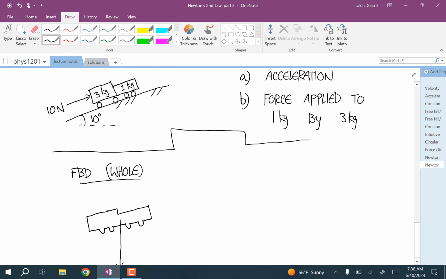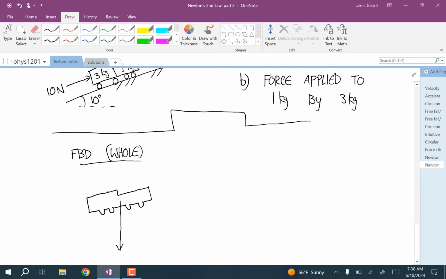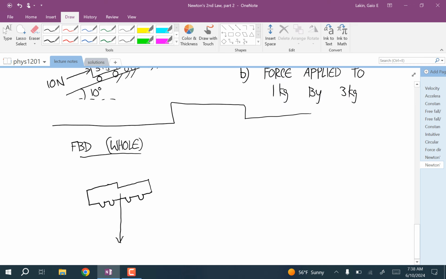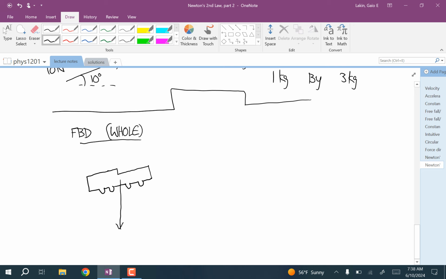Somebody asked me in a video about how sometimes I did the weight as the weight of the 3 on that side and the weight of the 1 on the other side, and sometimes I combine the masses and do a single one. It doesn't matter which one you do. They both add up the same in either case. Here I'm going to combine, add the two masses, and then just do it as a single weight force that's equal to 4 kilograms times 9.8. So that's going to be 39.2 newtons down.